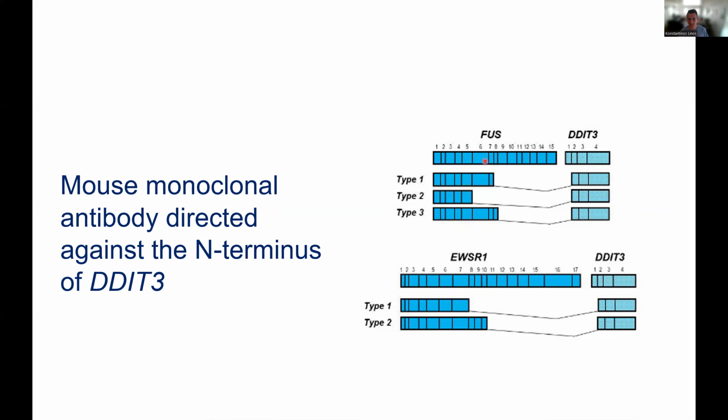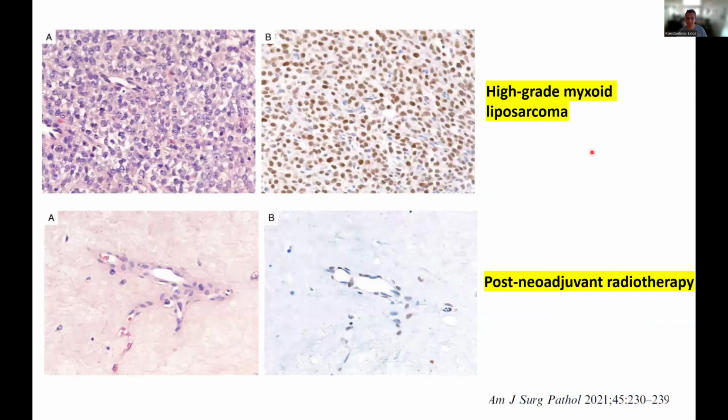Because when you look at the fusion, the FUS-DDIT3 or EWSR1-DDIT3, you have the N-terminal transcription activation domain of the FUS or EWSR1 that is fused with the entire coding region of DDIT3. And with that rationale, the antibody was created and shows, as we will see, extremely high sensitivity and specificity.